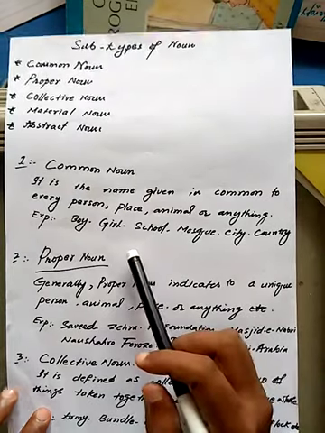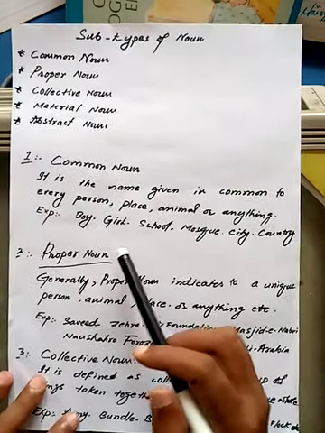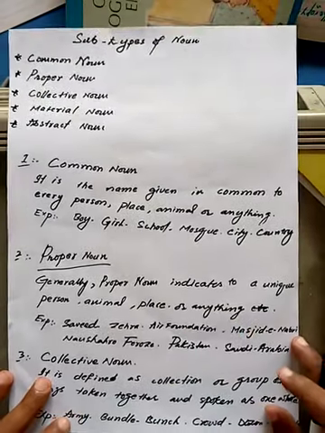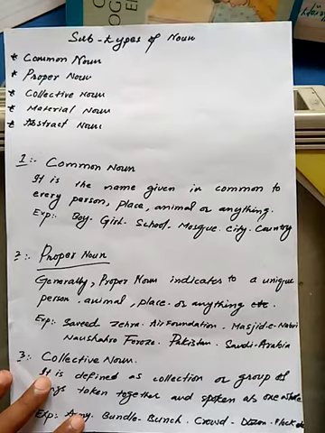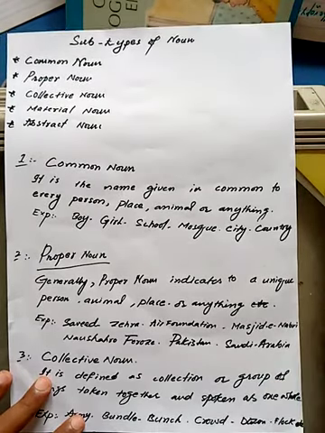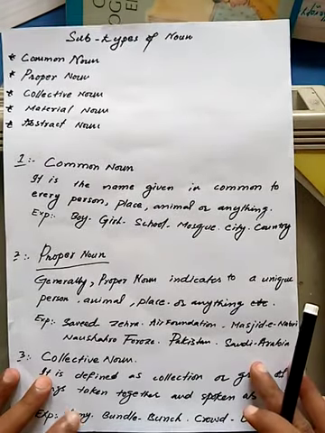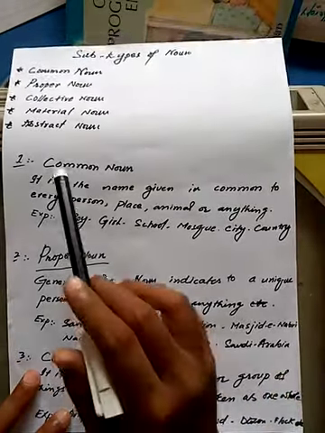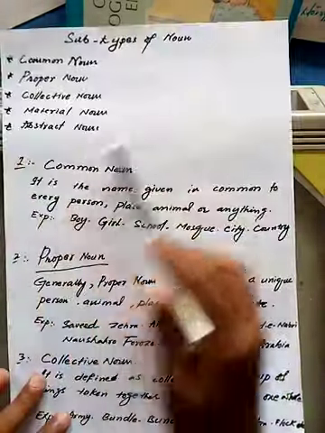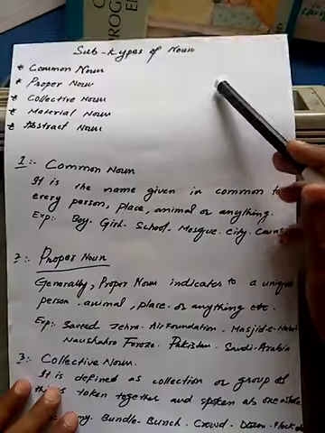So dear students, there are many types of names. Some are called common, some names are called proper, some are called abstract, some are called material, and some are called proper or common. So dear students, here is type number 1 of noun, common.